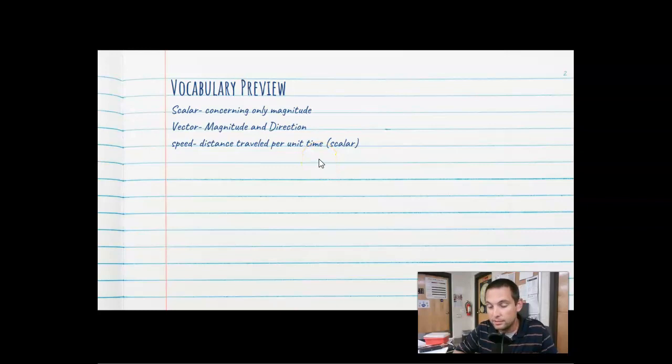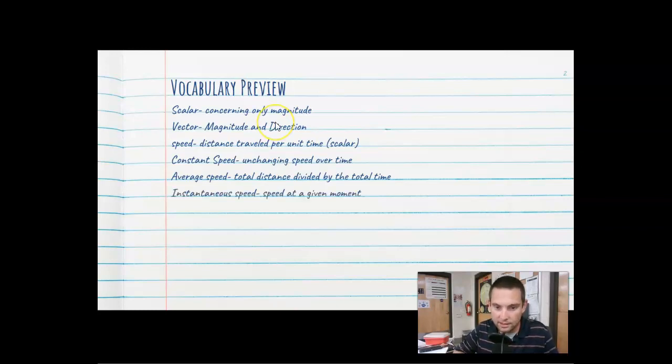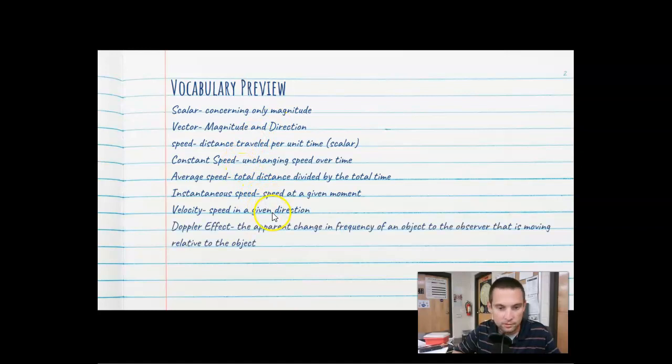If we said 30 miles per hour north, now we're dealing with a vector quantity because we've added in that direction. And that is called velocity, as we'll see in a second. Constant speed means the speed is not changing over time. Average speed is the total distance divided by the total time. Instantaneous speed is the speed at any given moment, at that exact time. Velocity, as I said, is speed with a direction.